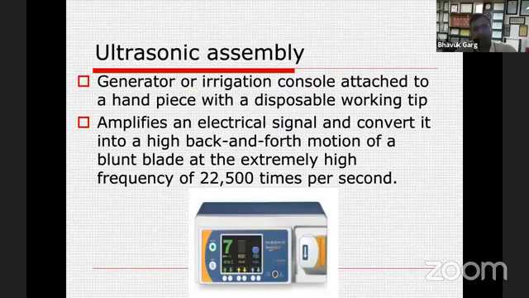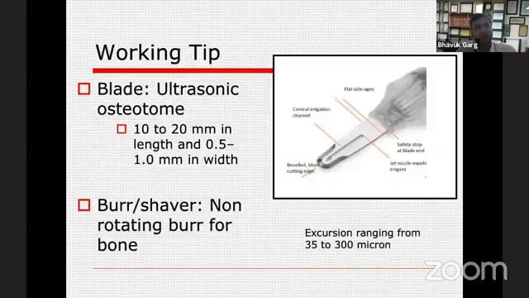It basically amplifies the electrical signal and converts it into a high back and forth motion of a blunt blade at an extremely high frequency of around 22,000 times per second. The working tip can be in the form of a blade, which comes in different lengths, usually around 10 to 20 millimeters in length and 0.5 to 1 millimeter in width. And it works basically as an ultrasonic osteotome.